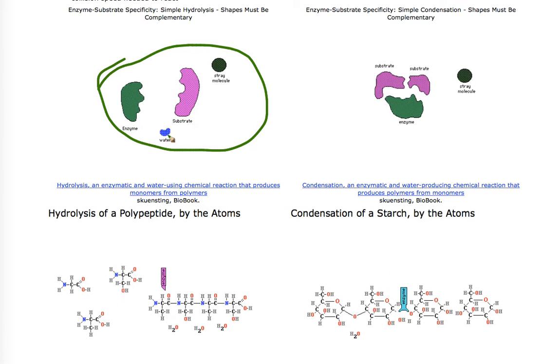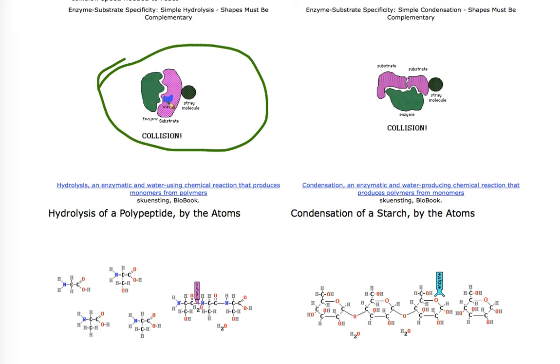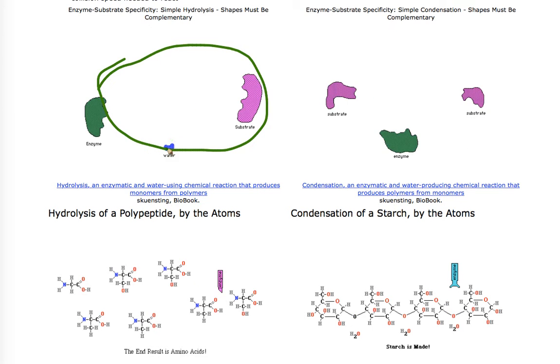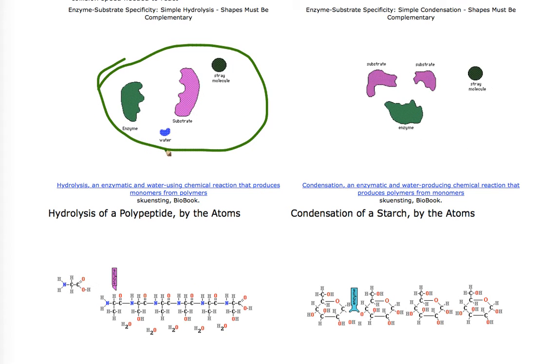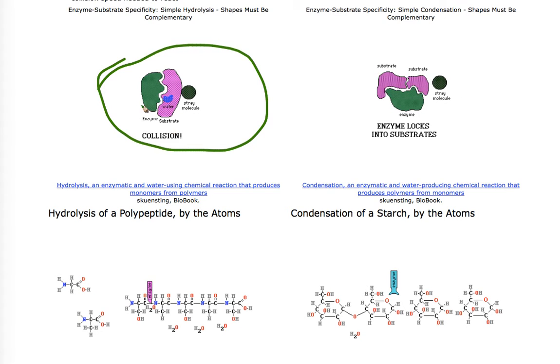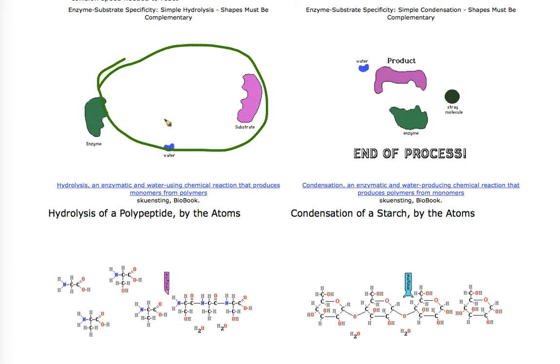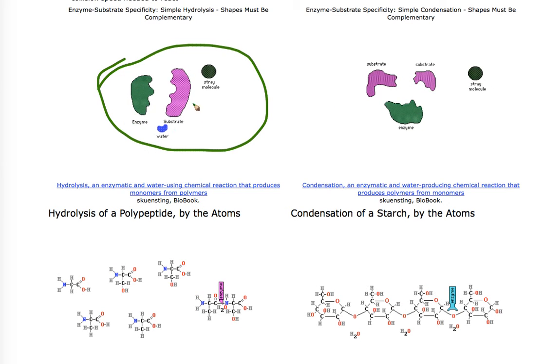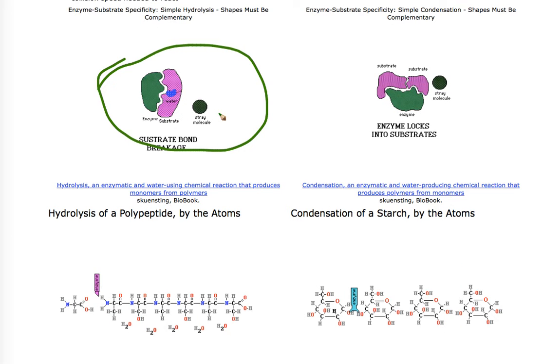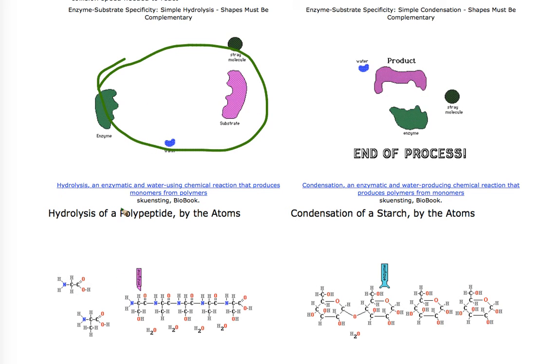And you can see that because it's consuming water. Water is not a cofactor here, and it's not a coenzyme. It's actually being consumed by the reaction. Notice the enzyme is not consumed by the reaction, but the substrate is turned into products, so it's consumed, and the water is consumed. The stray molecule is not consumed.